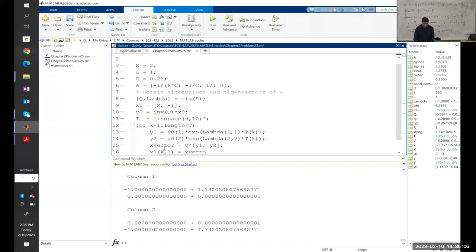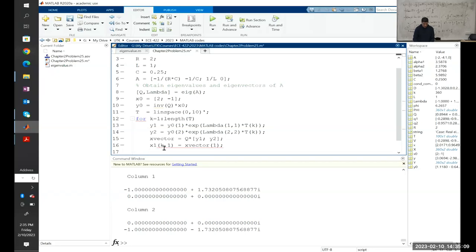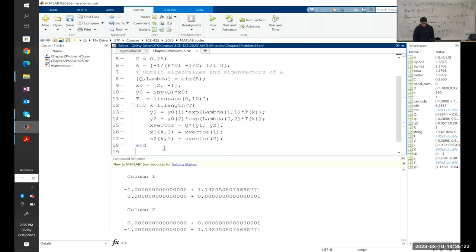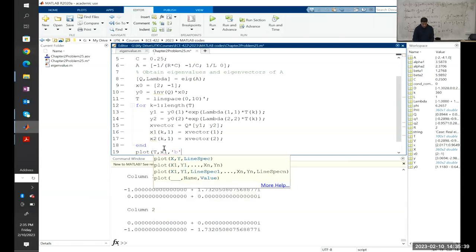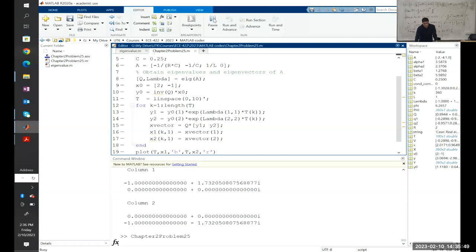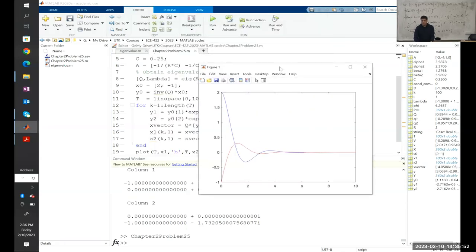So the first component in that vector is going to be x1, and the second component in that vector is going to be x2. So we close the loop, we have the solution. And then at the end, we can do the plotting. So let's plot it in the same figure. So we have t, x1, and let's make it with blue color. And then you have t, x2, let's make it with red color. So that's the solution for the system.